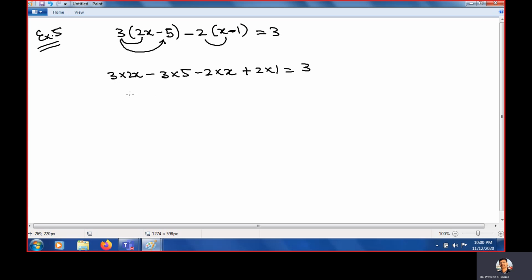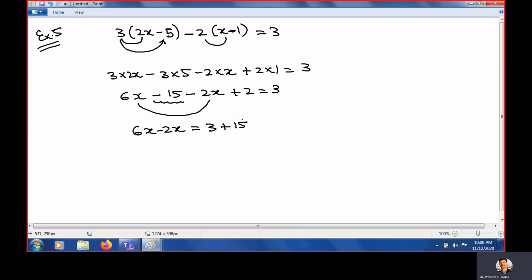Now 3 times 2 is 6x, minus 3 times 5 is 15, minus 2 into x is 2x, and 2 into 1 is 2, equals 3. Now join these two: 6x minus 2x equals 3. If you shift this minus 15, it will change into plus 15.